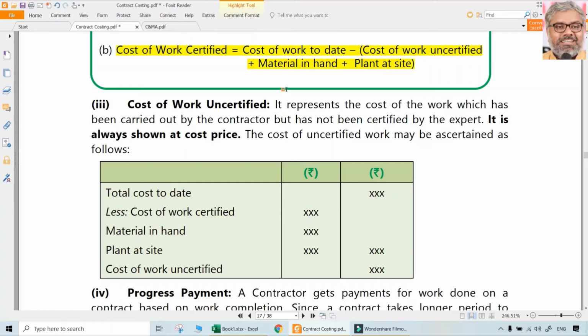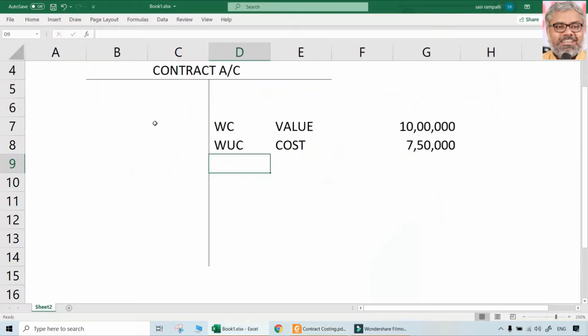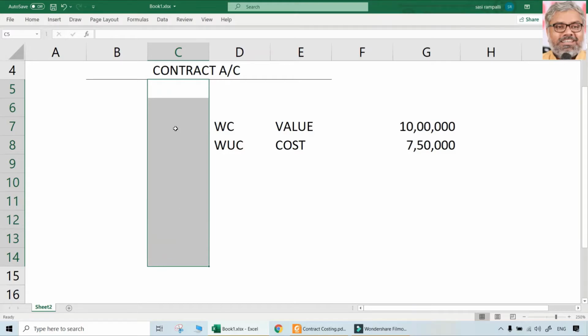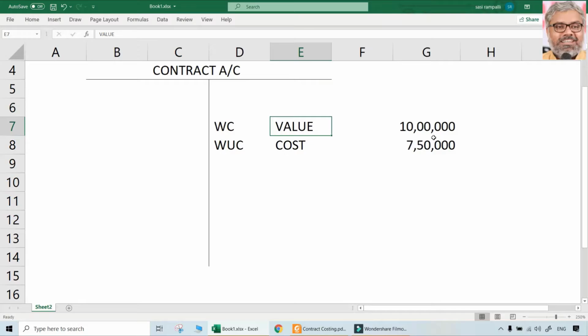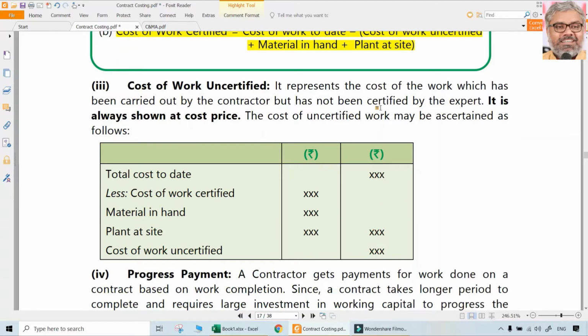That is the estimated profit or notional profit actually. Estimated profit is something different which goes beyond it. Notional profit is that: the difference between value and cost of work certified. Cost of work certified we will not do separately, it will already be included on the debit side. All the costs actually incurred will be debited to the contract account. But value of work certified we have to find out by taking a percentage on the contract price. That's it. How to get cost of work uncertified?